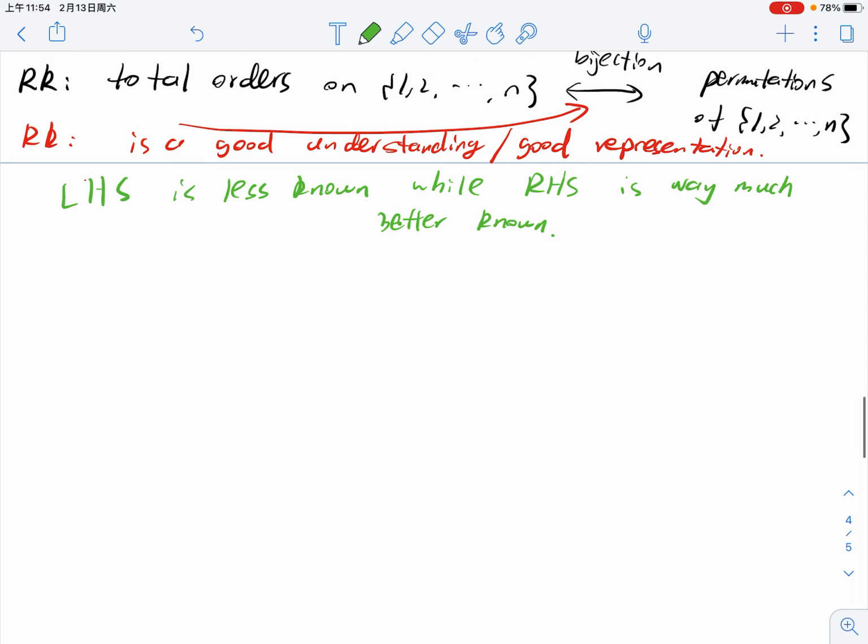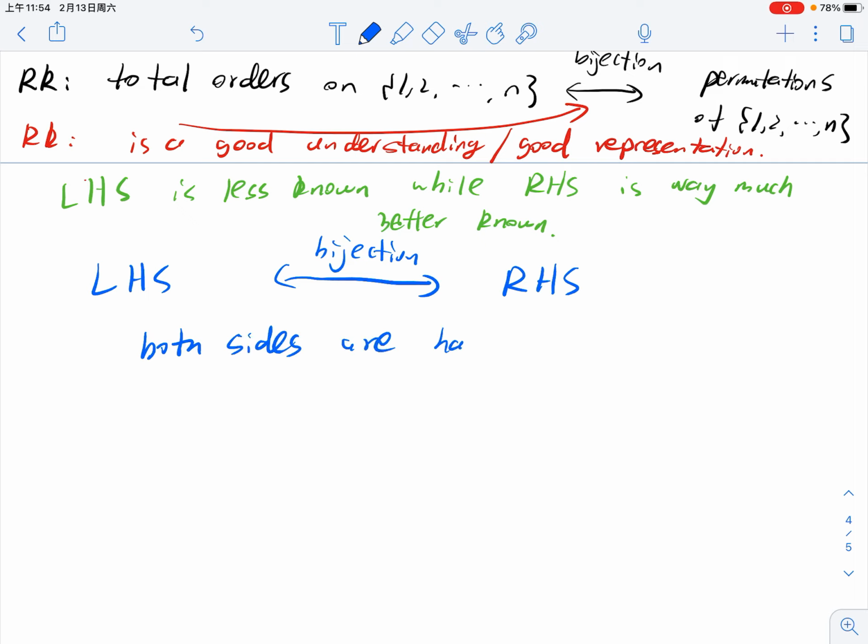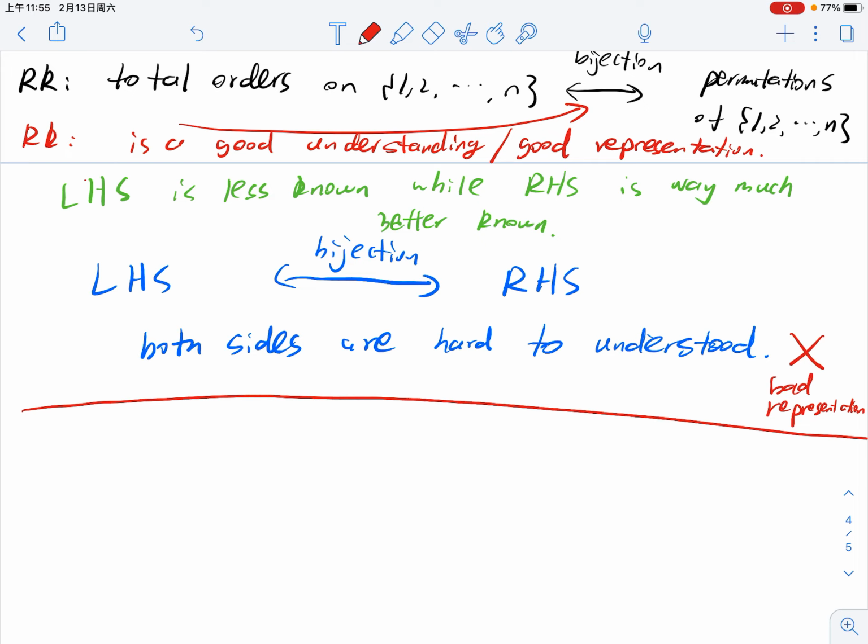And in mathematics, you can always find some bad understanding. What does that mean? Usually they will give you some left-hand side and then give you some bijection to a right-hand side, and the problem is both sides are hard to understand. So that's what I will call from abstract to abstract. You are doing a tautologically nonsense thing. So this will be a bad representation. You will always see this result, even in some good journal papers, but I don't like that.